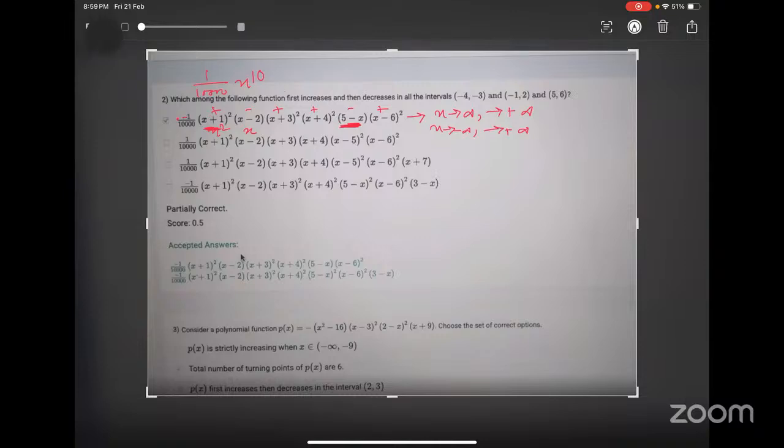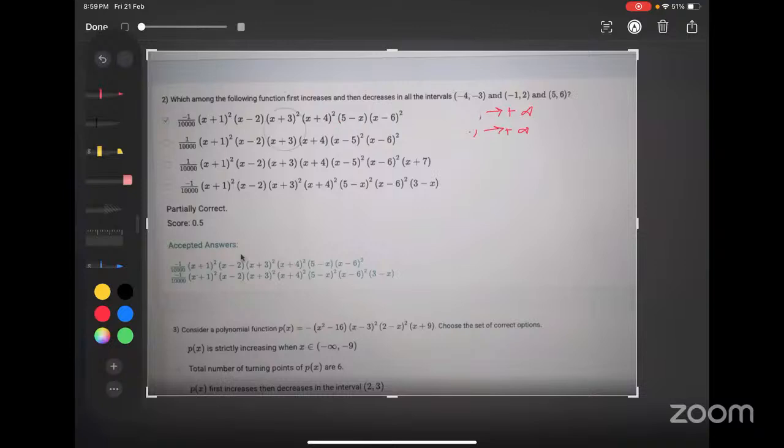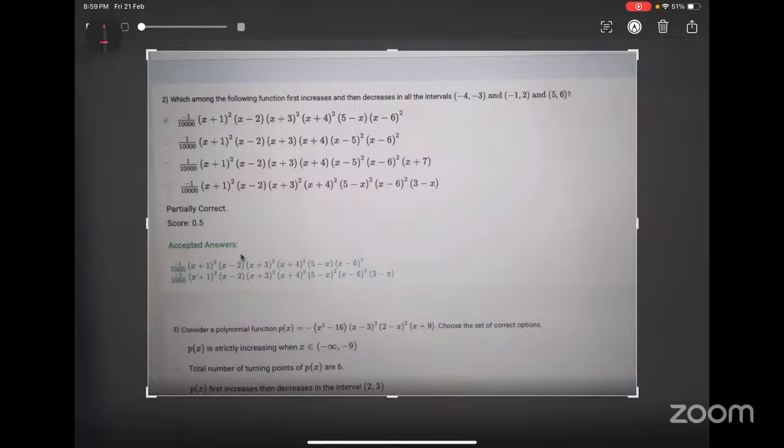Ma'am, in the last option there is the whole square of 5 minus x. If it is like the first option, how will we take the minus? 5 minus x whole square or x minus 5 whole square would be the same. This is a square term. But here we don't have the square, so we can take the minus as common. This minus will be cancelled out with this minus.